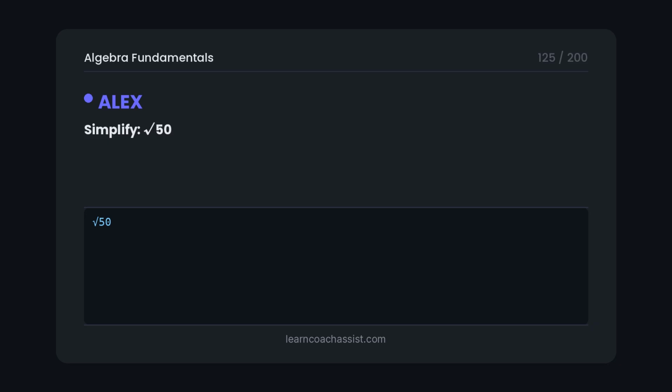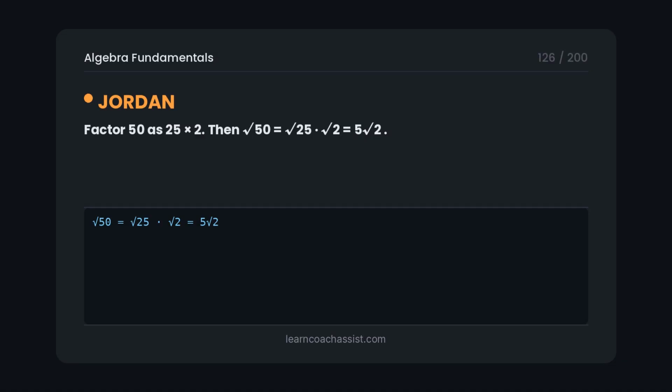Simplify, square root of 50. Factor 50 as 25 times 2. Then square root of 50 equals square root of 25 times square root of 2, which equals 5 square root of 2.